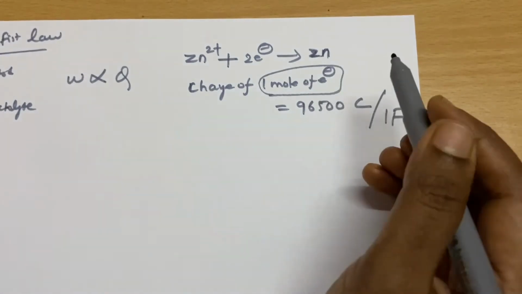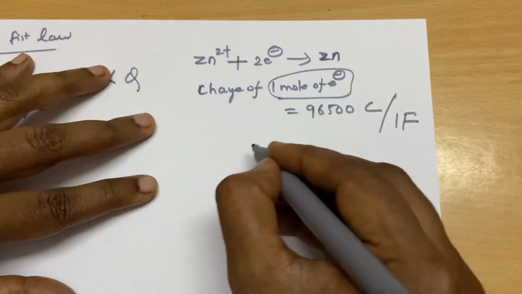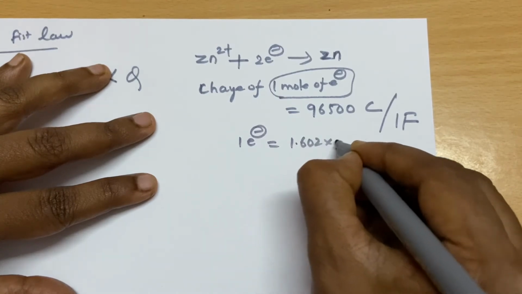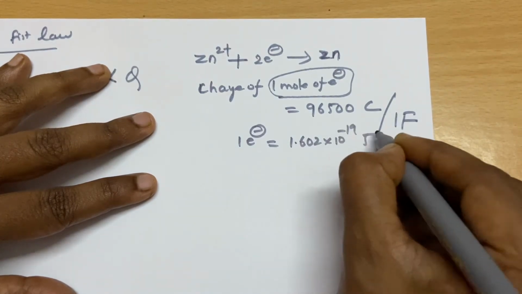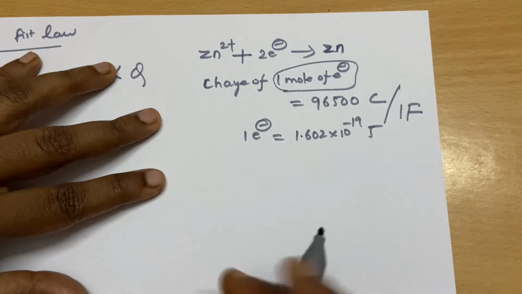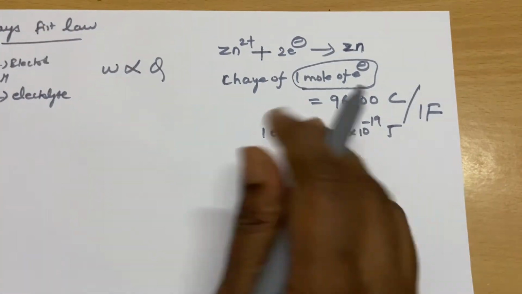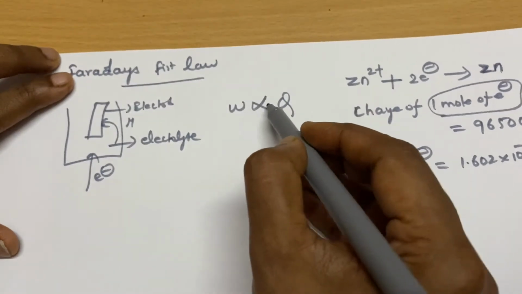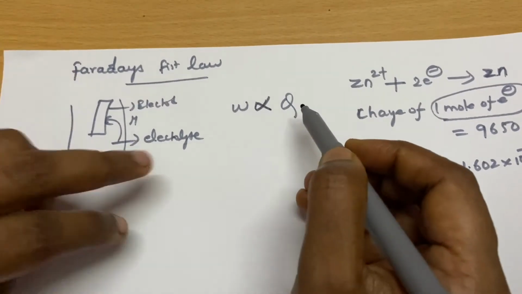It is not the charge of 1 electron, it is 1 mole of electrons. The charge of 1 single electron is equal to 1.602 x 10^-19 coulombs. Okay, like that it will be. So you need to know this. Okay, so the weight of the metal deposited is proportional to the quantity of the charge passed.